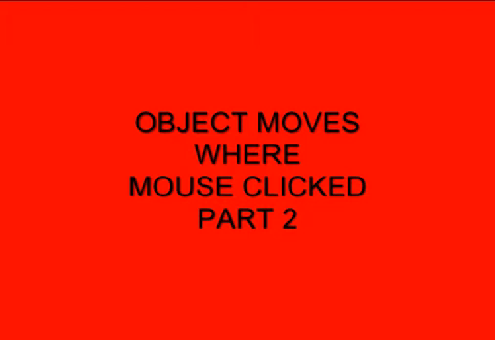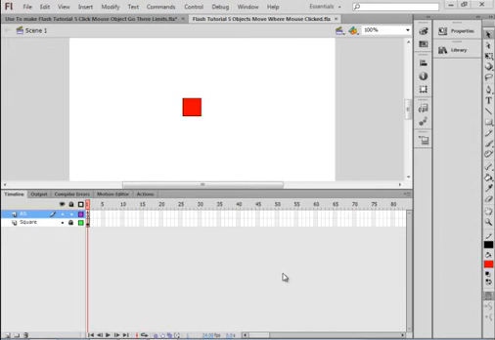Welcome to Flash Tutorial 6, Objects Move Where Most Clicked, Part 2. And this is a follow-up to Flash Tutorial 5, which was Objects Move Where Most Clicked. But in this case, we're going to limit the number of times we can click it and move the mouse. Just something you may have a use for in a game or something you're making.